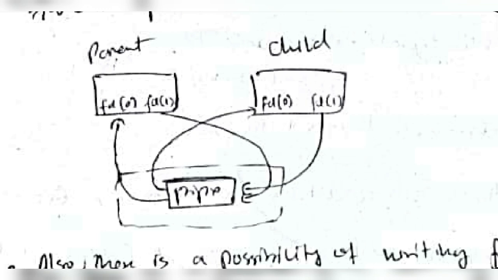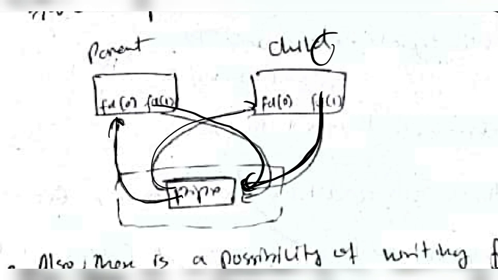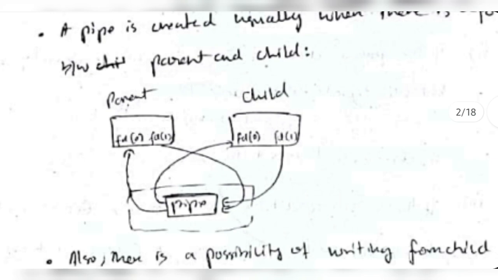So here what's happening, observe carefully. The child is writing the data here. Okay, the child is writing the data and the parent is reading it. And in the second case, the parent is writing the data and the child is reading it. Okay, that's what's happening here.